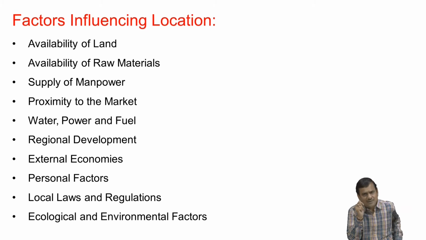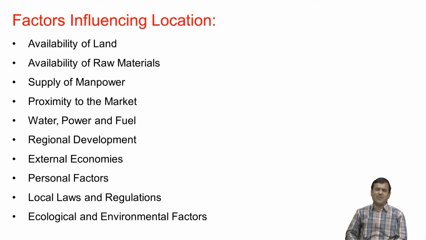I have to take care of proximity to the market. The market where I have to sell the goods, where other products are sold, how far it is. Another basic requirements for any manufacturing unit, whether water supply, power supply and fuel are available there, because you know it very well. Water and power, they play a very crucial role in running any manufacturing unit.